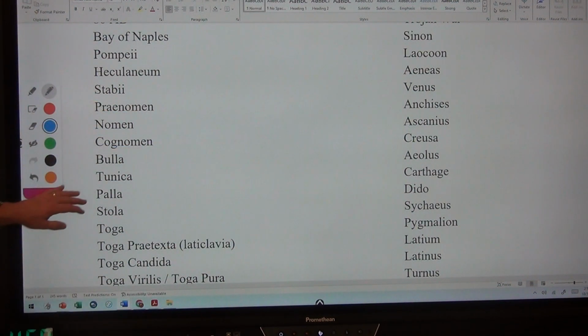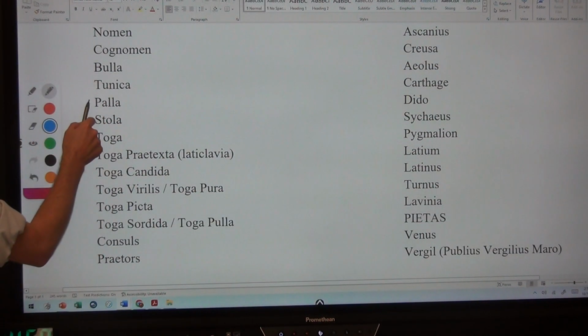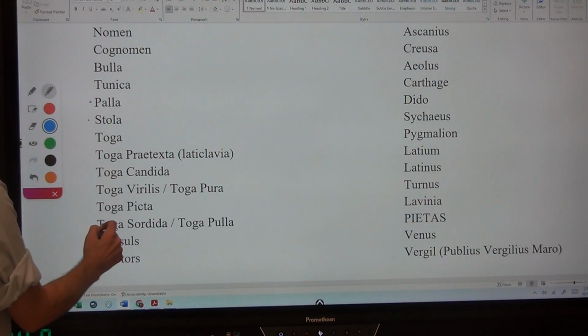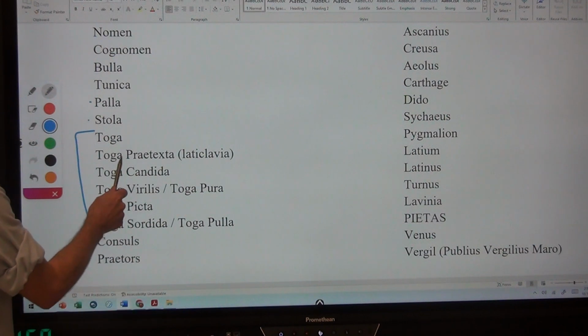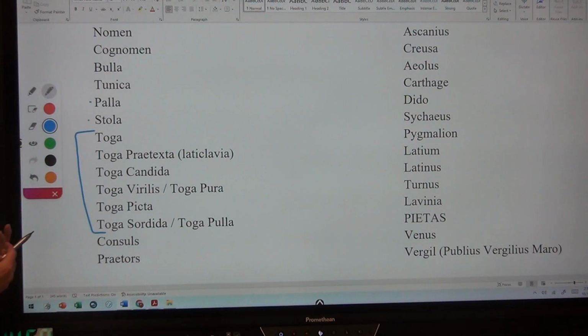Please know the clothing items that we have learned. You have the amulet, the undergarment, the glorified shawl, the woman's dress, and all of these various different togas are a particular kind of toga. You have the toga praetexta, which is worn by those who are consuls or those who are praetors, who have imperium. Also children wear it. Toga candida, worn by those running for office. It's super bright white. By the way, praetexta has a purple border.